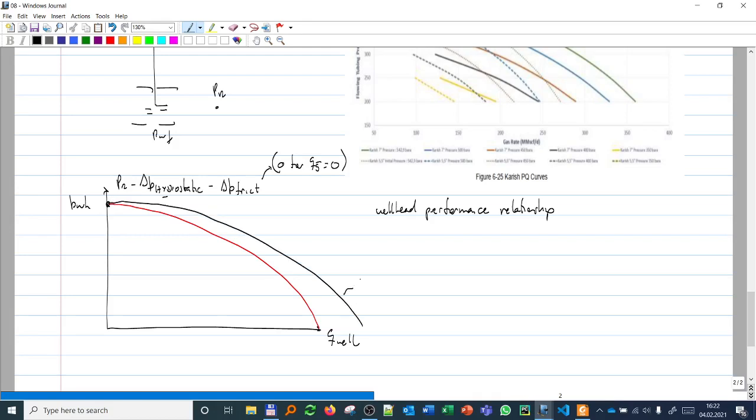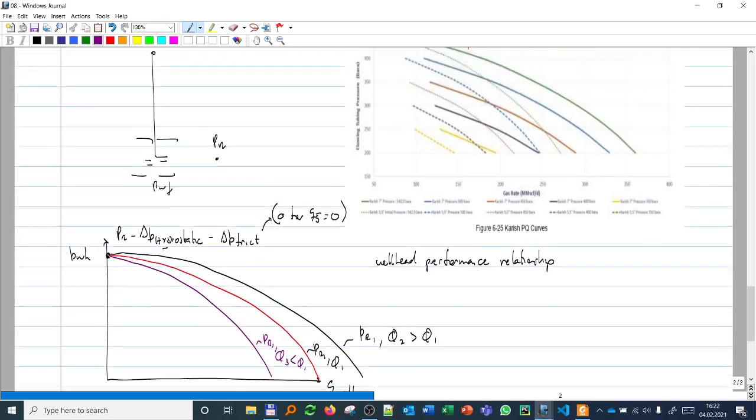So this is the curve for PR1, but now this will be for diameter 2, which is greater than diameter 1. And this is for diameter 1. And the opposite way, if I have a smaller tubing, then my curve will be PR1, but for phi 3, which is less than phi 1. And that's exactly what is shown here.